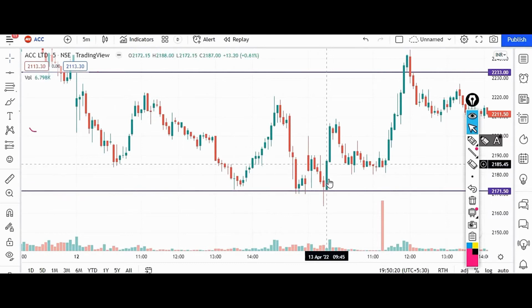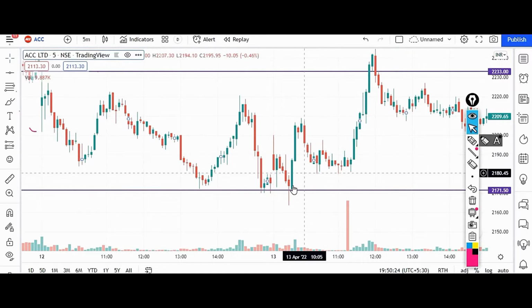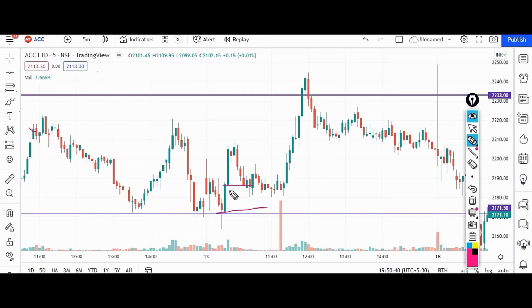Here another PDL reversal trick. Here if you took the entry, your stop loss will be below this candle, might be huge. You should take it, or else you can leave. It's your choice. Okay, if you took the entry here, stop loss will be here, this candle low, and see the move. So it's like 1:2, 1:3, 1:4 in between.